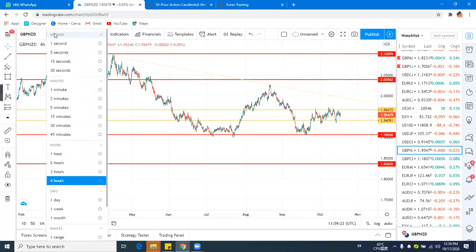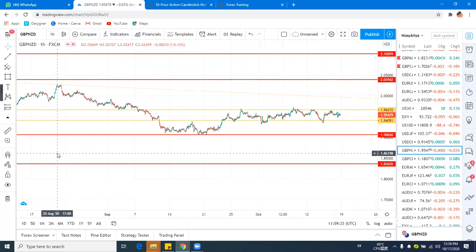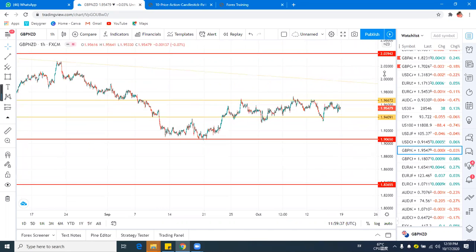Let me break it down to 1 hour. Now we know that the overall trend is a downtrend. So what you should be looking for is sell. Please be looking for a what? A sell. Don't be looking for an overall downtrend. That is how to draw a trend line.